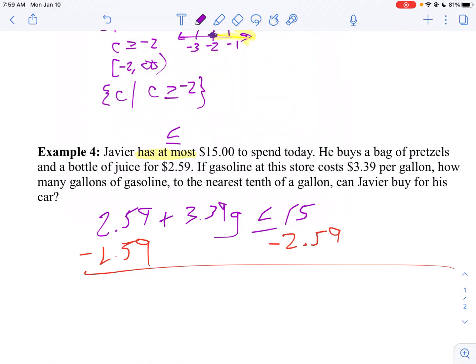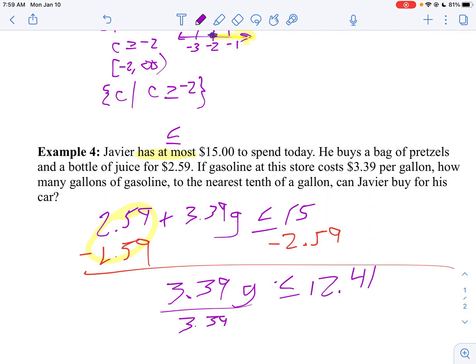So we notice that 2.59 minus 2.59 makes 0. So I bring down the 3.39G, is less than. If we take 15 minus 2.59, you get $12.41. Now I'll divide both sides by 3.39. Now be careful, it's less than. You should not round this yet.